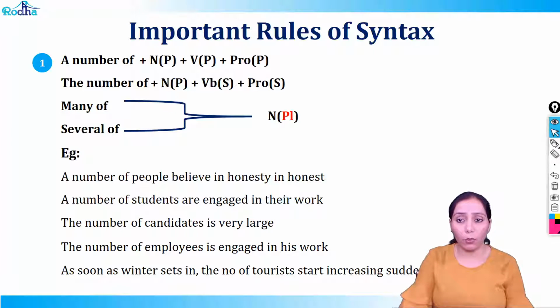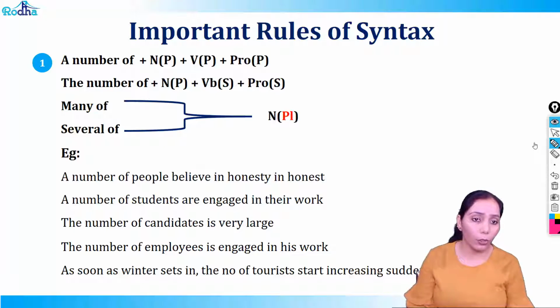Now the rule starts from here. Now how we have to learn these rules, I'll tell you that also. The first rule says a number of and the number of. There are two things written: a number of, the number of. A number of plus noun should be plural, and after that the verb will be plural and the pronoun will be plural. In case of the number of, the noun will be plural, the verb will be singular and the pronoun should be singular.